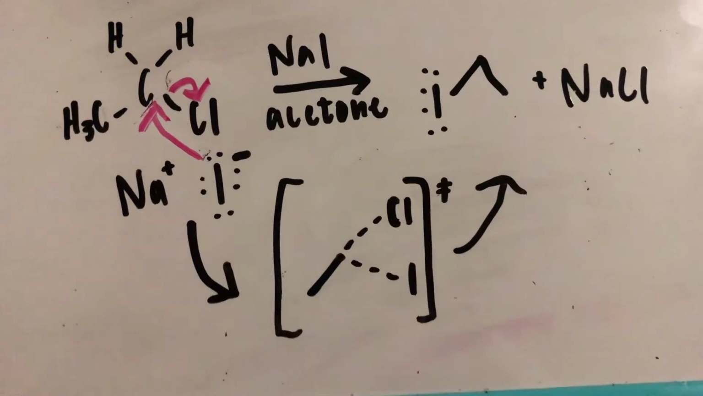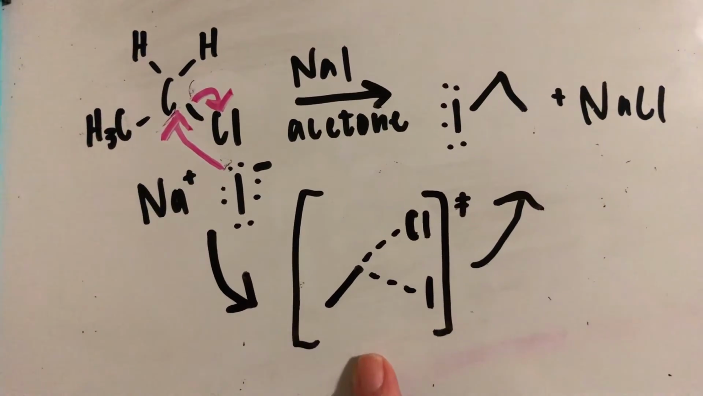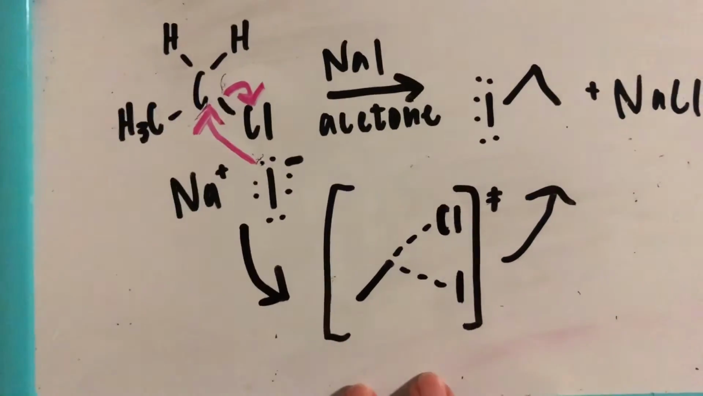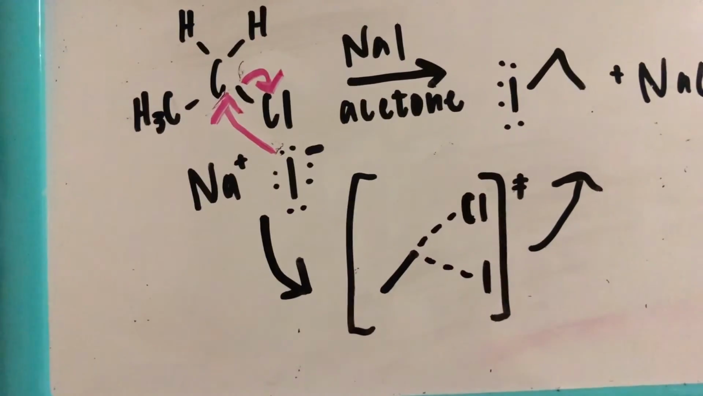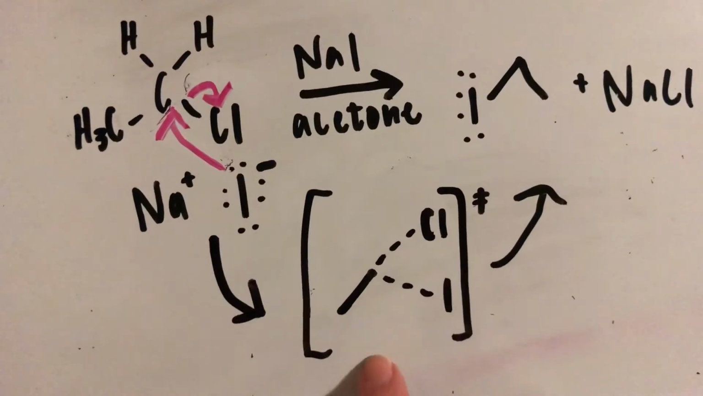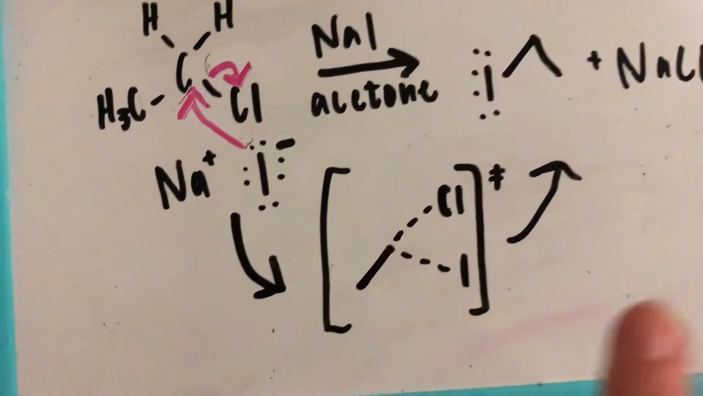Okay, so what I have drawn here is actually the transition state for the Finkelstein reaction, because if you remember, SN2s don't have intermediates. They only have transition states because it all happens in one step. So you'll see that the carbon isn't completely bonded to either the chlorine or the iodine.